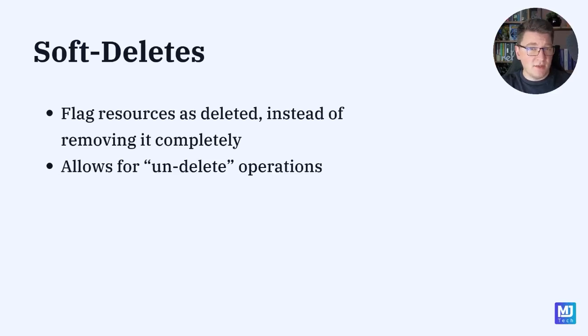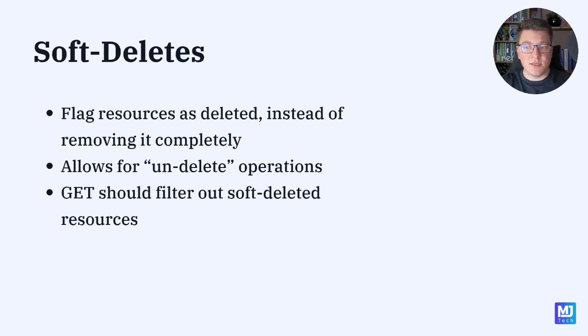Now, this does give us additional options. For example, we can now support an undelete operation. This can be helpful if you want to prevent accidentally deleting resources from the client application, and you want to give your application users a chance to correct their mistake. As I already said, when we send a GET request, we want to filter out any soft deleted resources, so we don't want to return them at all.